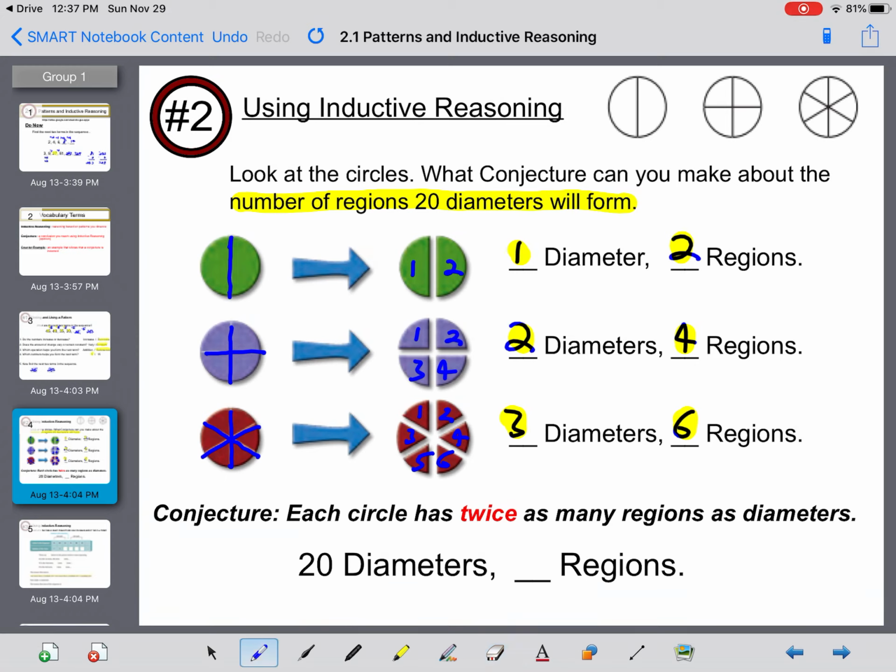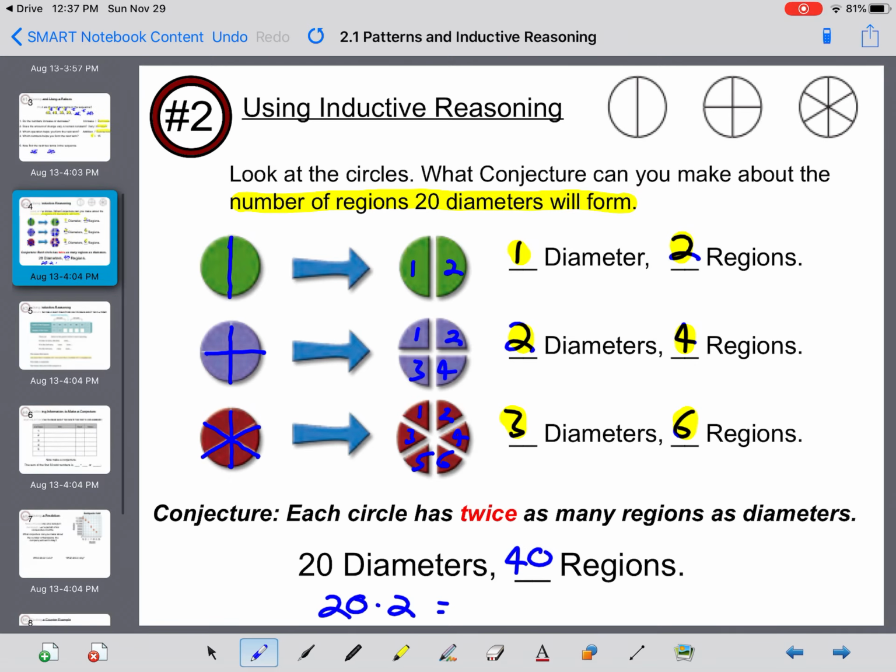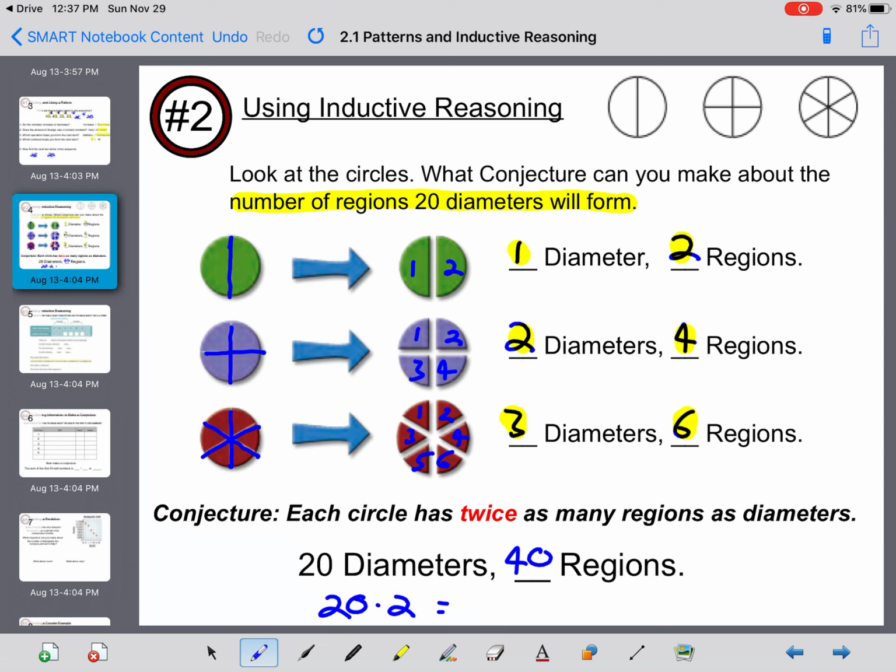So if there are 20 diameters, how many regions would there be? 20 times 2, which equals 40 regions. We need to use inductive reasoning like this because it would take quite a long time to put 20 diameters through a circle and make it neat enough for us to comprehend. So we need to be able to use this type of reasoning.